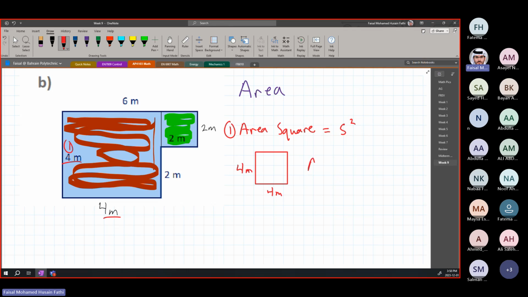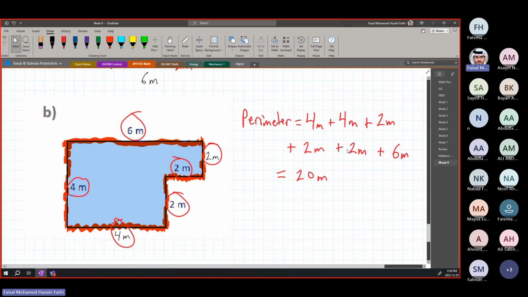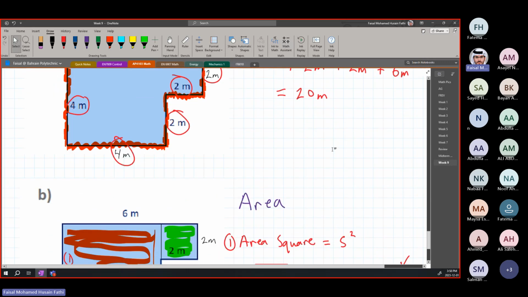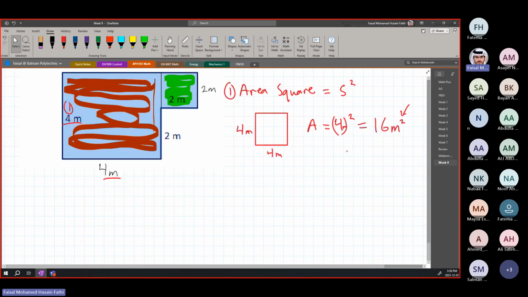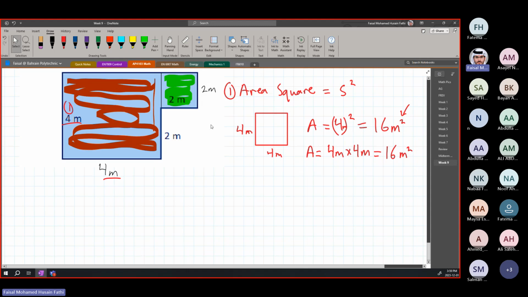Area is equal to side squared, so the area is simply 4 squared, which is equal to 16 meters squared. Remember that the area is always squared. The perimeter is in meters because we're not multiplying; we are adding meters, so it stays in meters. In area, we're squaring, or if we write it in a different way, it's 4 meters times 4 meters, so the meter is being multiplied by the other meter. So it's equal to 16 meters squared. This is the area of the first square.